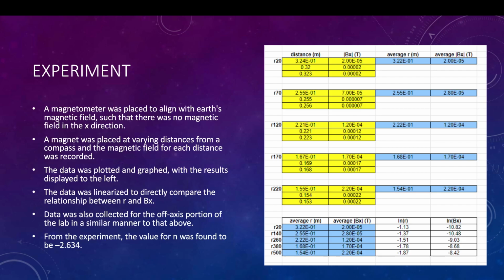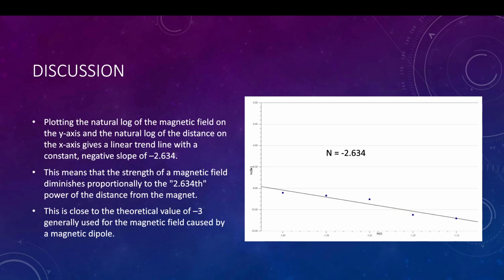The data was then plotted on a graph, shown later, and the value for n was found to be negative 2.634, which is the slope of the graph. Plotting the natural log of the magnetic field on the y-axis and the natural log of the distance on the x-axis gives a linear trend line with a constant negative slope of negative 2.634.